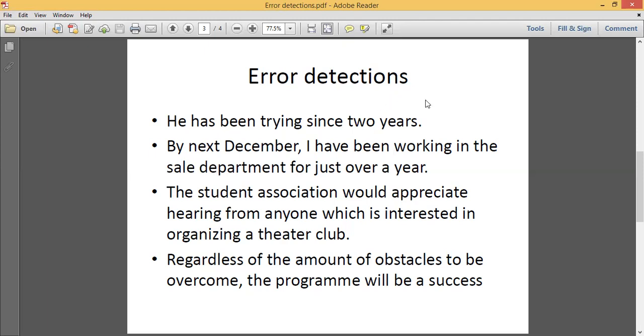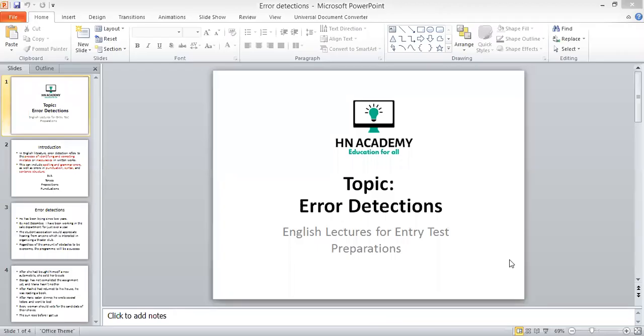Let me open up the PDF, so that we will be having the correct answers as well. Okay, now this will do good, this is really good.